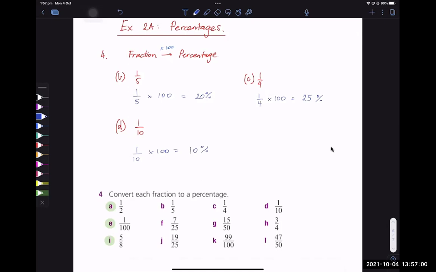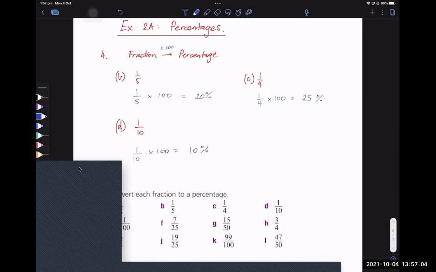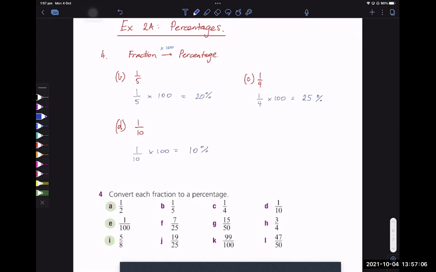just times by 100. So can I get a thumbs up or a thumbs down if you understand how to do this kind of question, when we're starting with a fraction and they want you to go to a percentage? 4 people, that's it. 5, keep going. Okay, good.